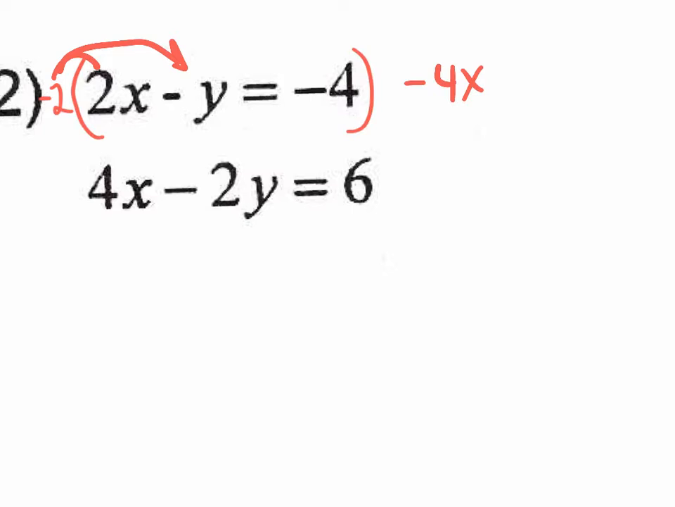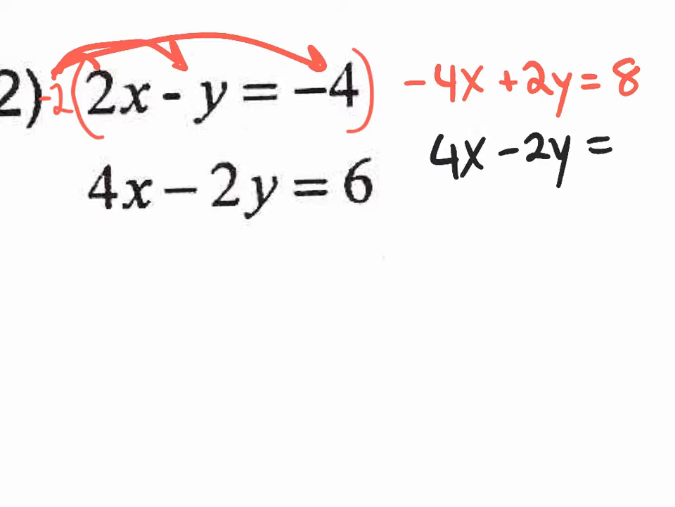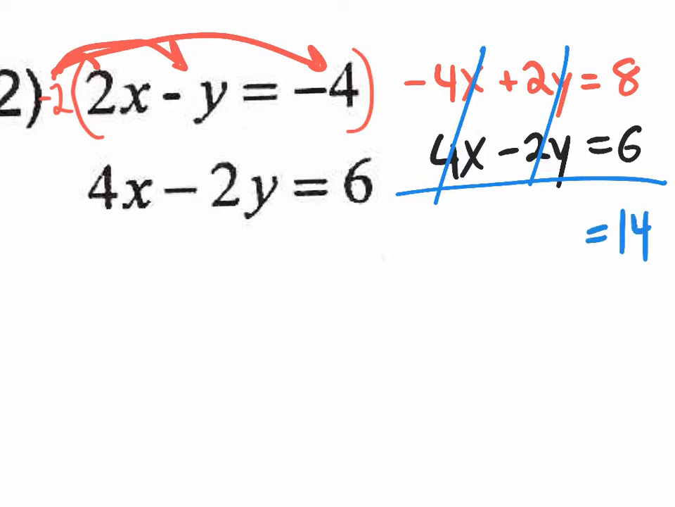What's negative 2 times negative 1y? 2y. Positive 2y. And then negative 2 times negative 4? Positive 8. The bottom one we're not going to mess with. 4x minus 2y equals 6. Once again, these guys eliminate. These guys eliminate. 8 plus 6 is 14.